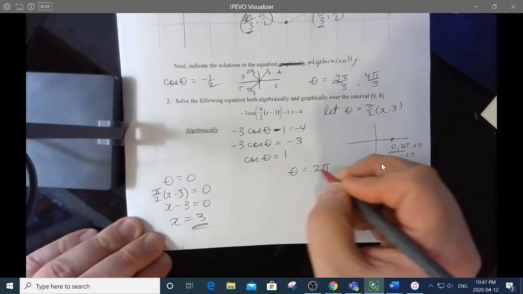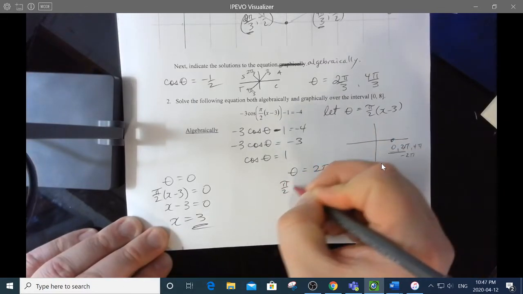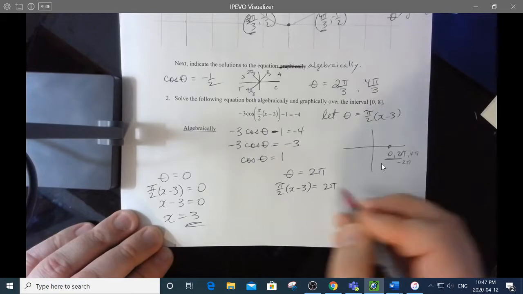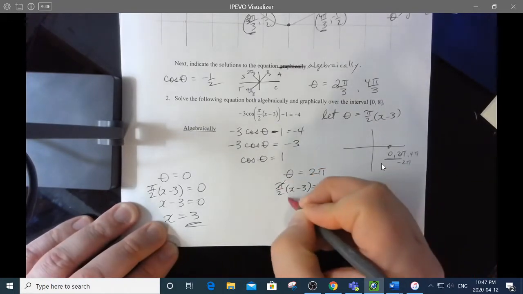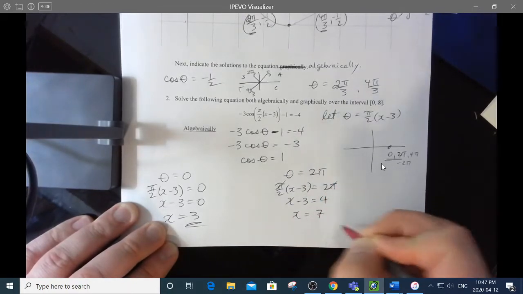And then I'm going to replace this theta with what theta actually was. Oh, my screen froze. Let's give it a sec. There we go. And then I'm going to divide both sides of this equation by pi, times both sides of this equation by 2, and x is equal to 7.